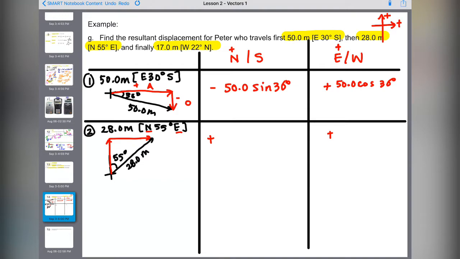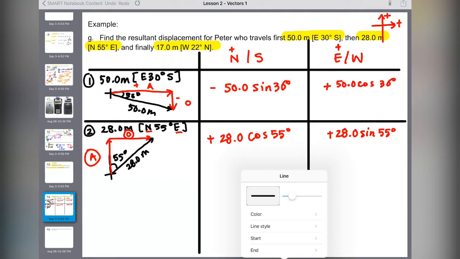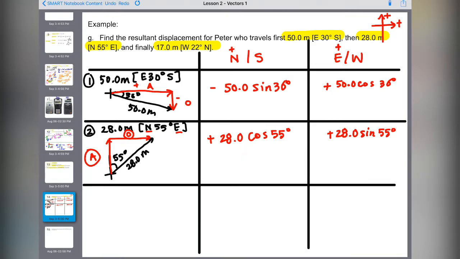Okay, dealing with the north and south. So north and south vector is the adjacent. So adjacent is the cosine. So 28 hypotenuse times the cosine of 55. Okay, the east and the west is the opposite to the 55 degrees. So when it's opposite, it is the sine. So hypotenuse times the sine of 55. And that's vector 2.